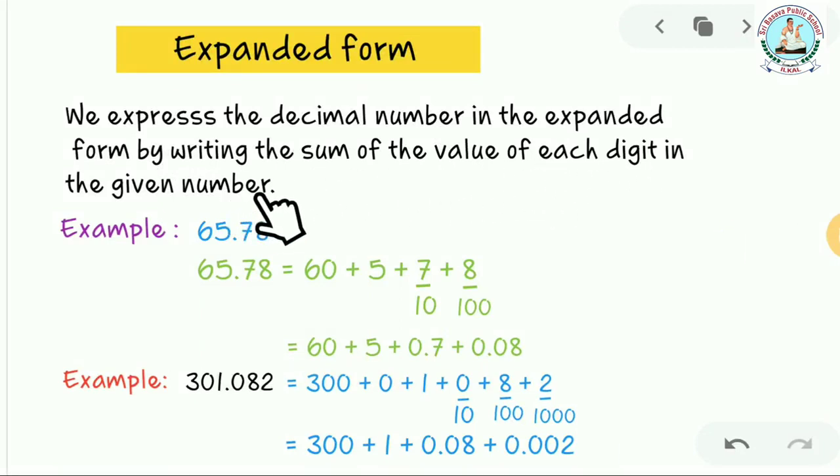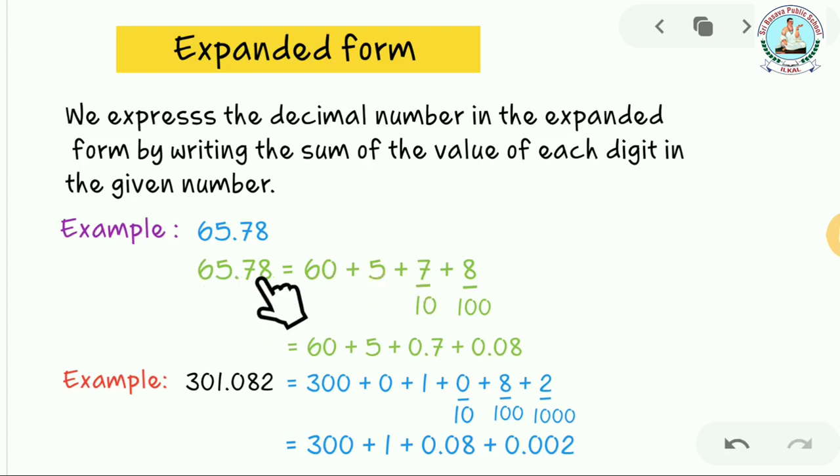So let's see how we are going to expand the decimal number. Let us take a small example. Your first example is 65.78. Let's see how we are going to expand this. According to the definition, we have to express the decimal number by writing the sum of the value of each digit. Here value is nothing but the place value, so it is the sum of the place value of each digit. We write the place value of each digit by using the plus sign.